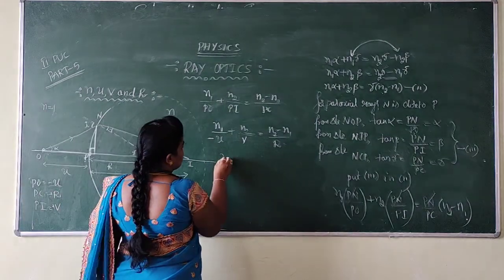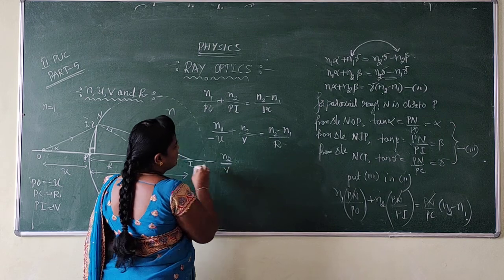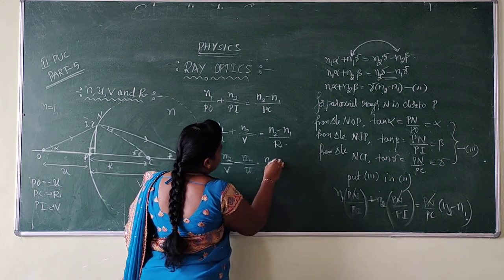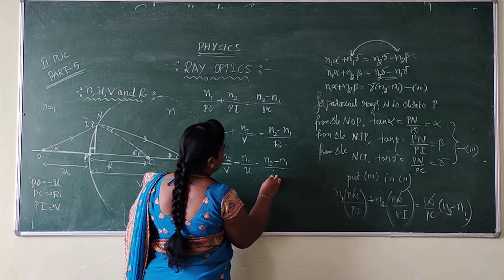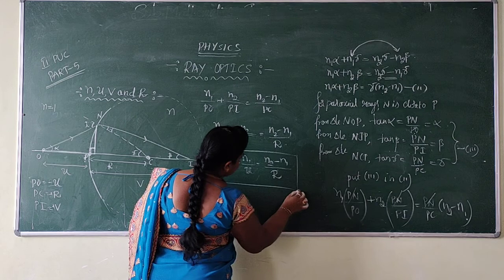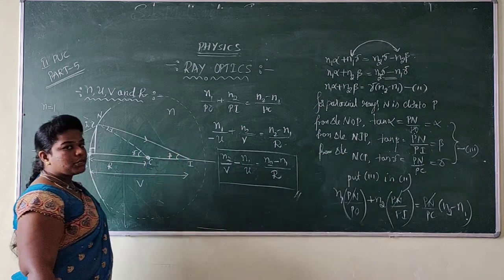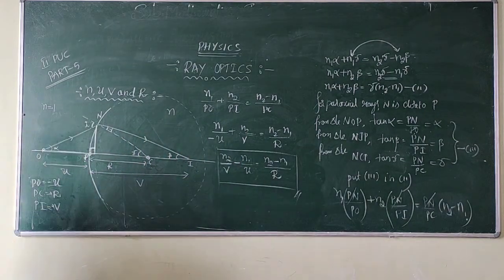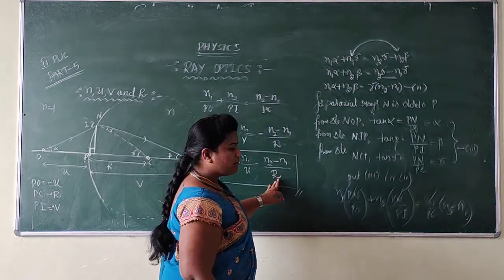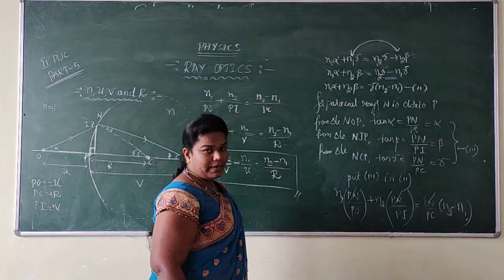So rearranging it to get it in a new format, N2 by V minus N1 by U is equal to N2 minus N1 divided by R. So this is a general expression which gives you the relationship between the image distance V, object distance U, radius of curvature and the refractive index.